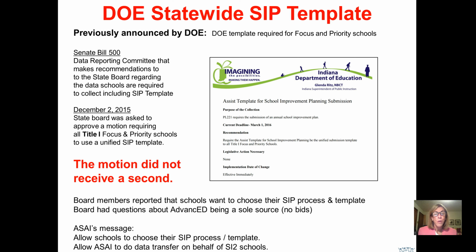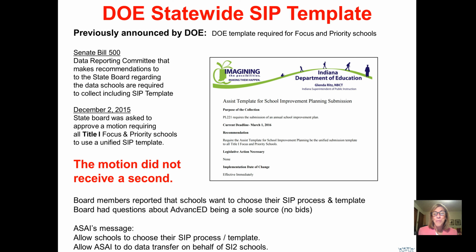Our message, as we talk with everyone, is that schools should be allowed to choose their own school improvement plan template and their own school improvement plan process. We'd also be very interested in being allowed to do a data transfer of your schools' goals and interventions to the Department of Education on behalf of the SI2 schools. That way there would be absolutely no additional work for SI2 schools. You would simply use our vision action process and our school improvement management system, and then we would transfer the data to DOE on your behalf.